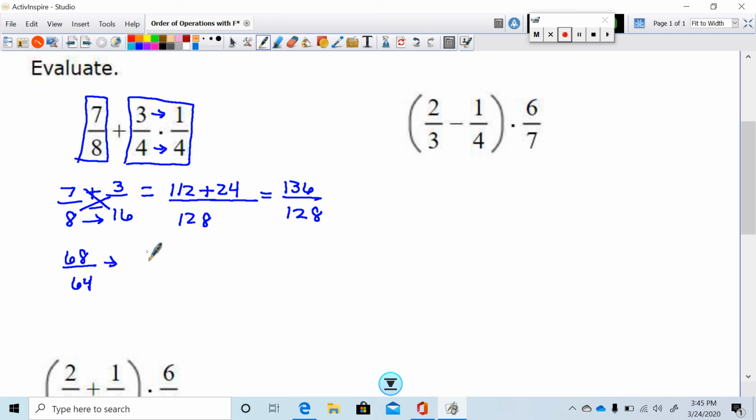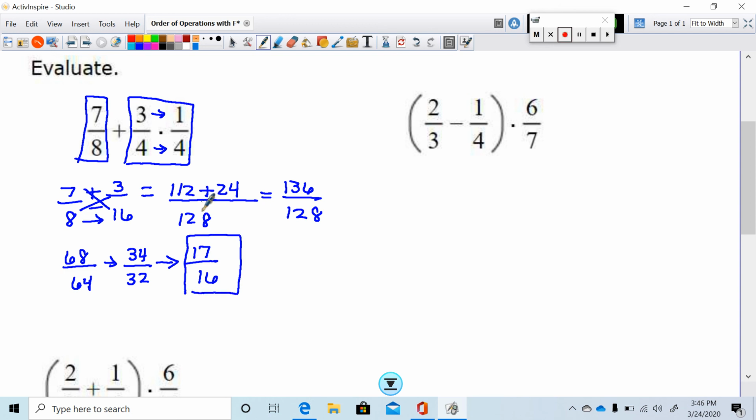Still even, cut in half again. Half of 68 is 34. And half of 64 is 32. They are still even, so cut them in half again. Half of 34 is 17. Half of 32 is 16. So these don't have anything in common, so that's my final answer.